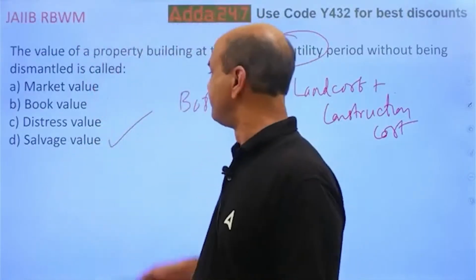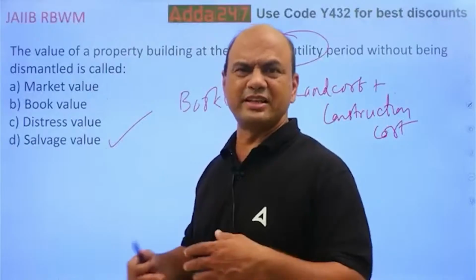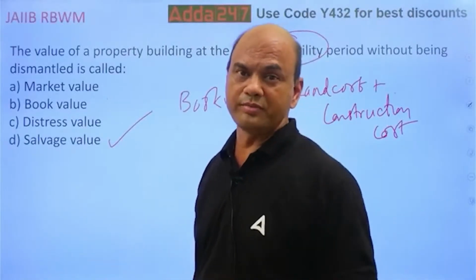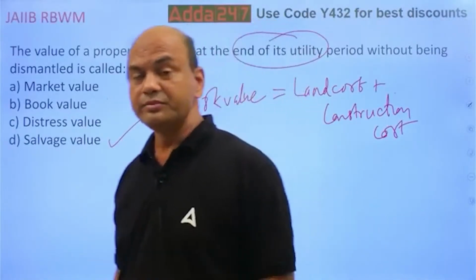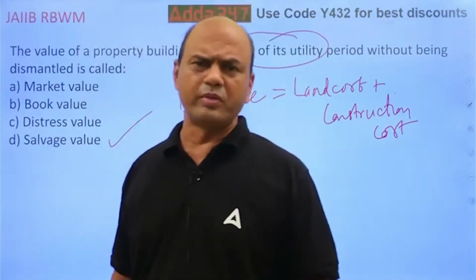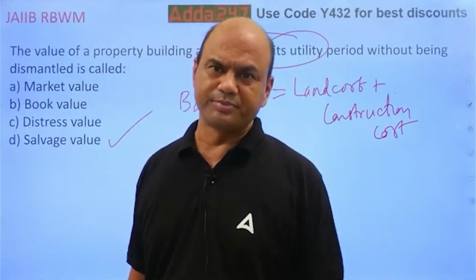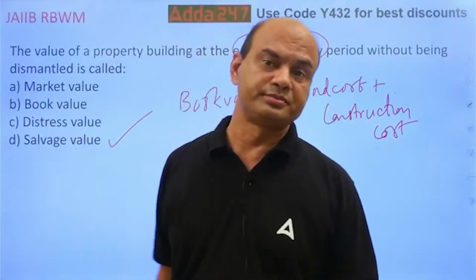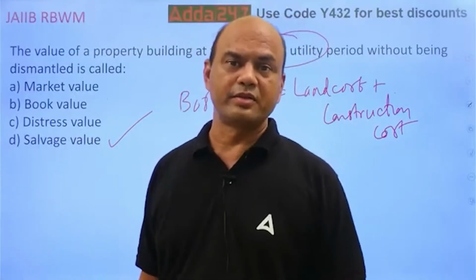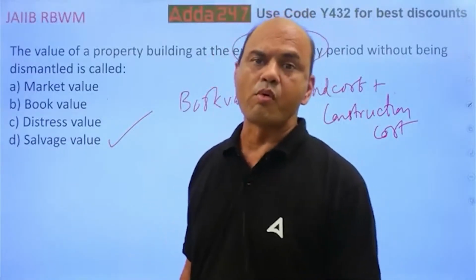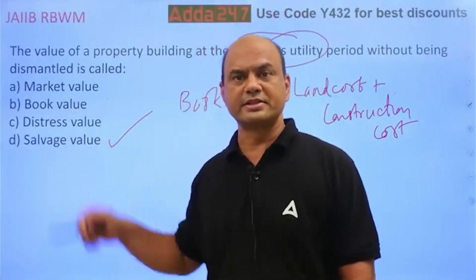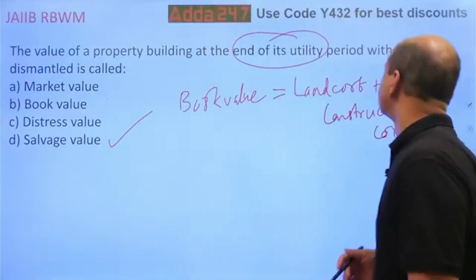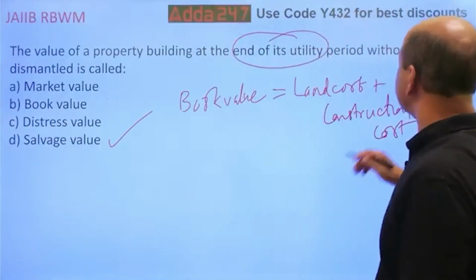That is book value. Distress value. I have to sell in distress. I have to move out. Okay. See, my job is transferred. I have been transferred somewhere. Now I have to go there urgently. I have to sell this flat. What to do? How? Distress. Okay. So the answer is salvage.